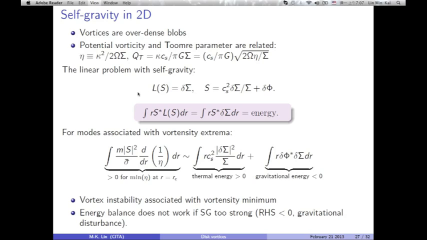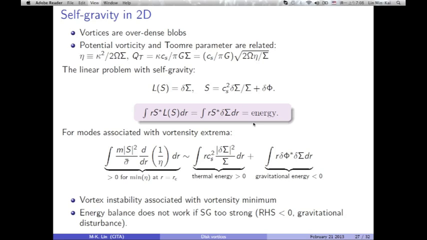On this slide, what I want to discuss here is the effect of self-gravity on this Rossby wave instability. And the result is that the self-gravity actually stabilizes this instability, and the short explanation is summarized here. So we can write down the linearized equations for the problem with self-gravity. So the linear operator acting on some perturbation variable, giving us the density perturbation. Now from this linear equation here, we can derive an integral relation, which looks like an energy equation.